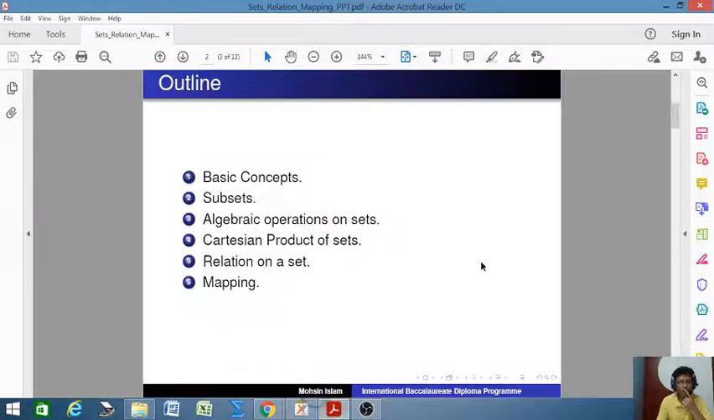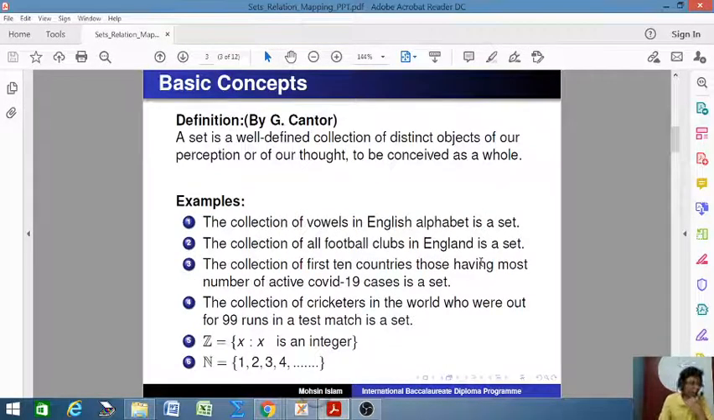The theory of sets was developed by Georg Cantor. He was a German mathematician. The basic concept was developed in the last part of the 19th century, and another logician analyzed the theory in later years and built an axiomatic foundation for it. So Cantor was the main founder of this concept.